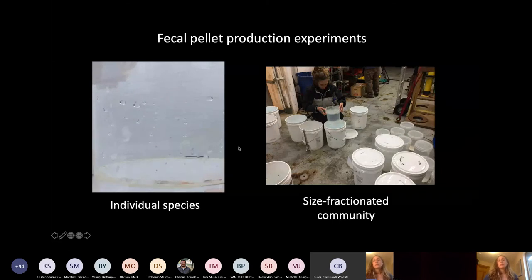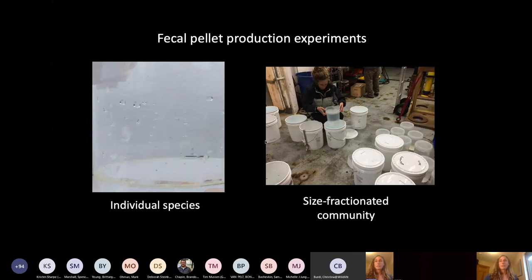And then we also did whole community fecal pellet production experiments. And we had this elaborate setup, you can see tons of buckets of seawater and lots of different containers and sieves. So we could elaborately size fractionate the zooplankton community into 5 size fractions and run these whole community fecal pellet production experiments.